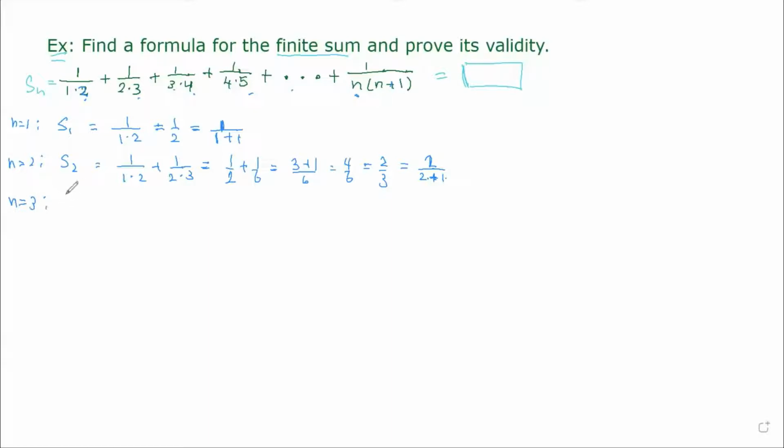If n equals 3, so S3 here. Then again, that means find the first 3 terms, okay? So it becomes 1 over 1 times 2 plus 1 over 2 times 3, from the original question, and the third term is going to be 1 over 3 times 4. So plus 1 over 3 times 4. Now this one you simplify again, okay? So it becomes 1 over 2 plus 1 over 6 plus 1 over 12.